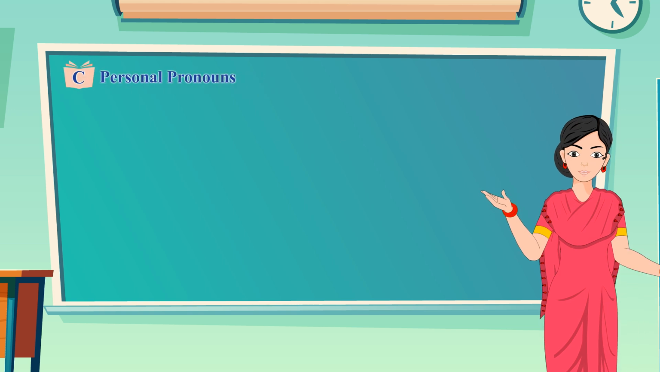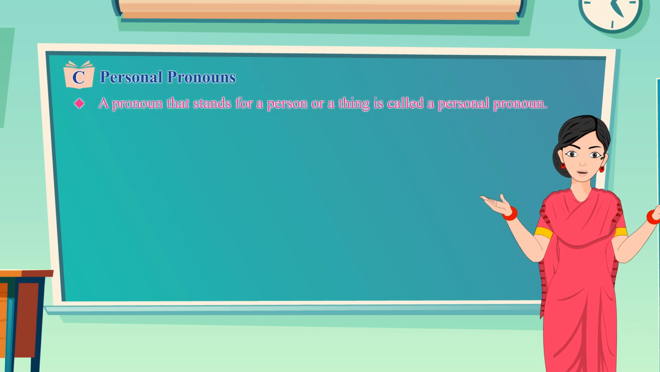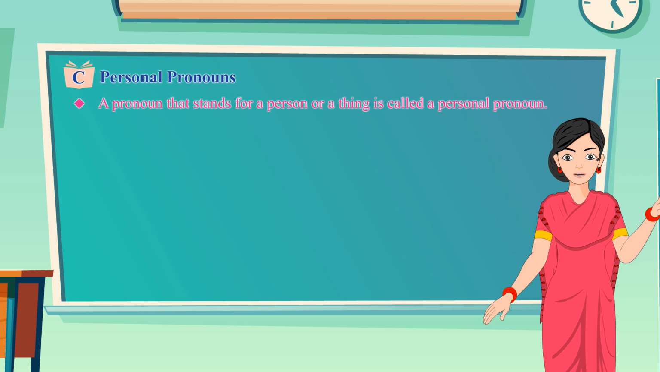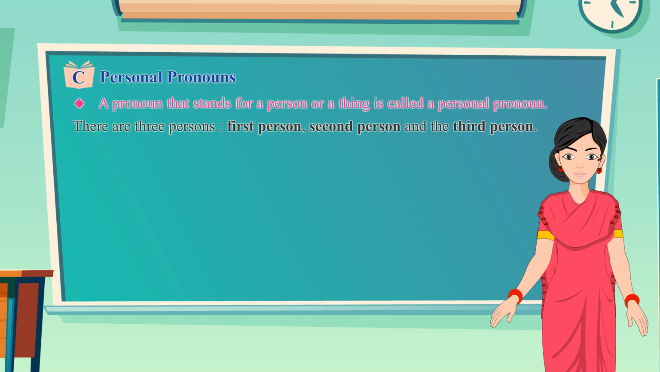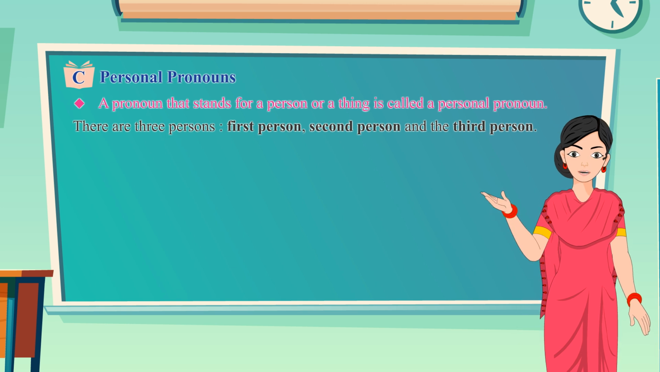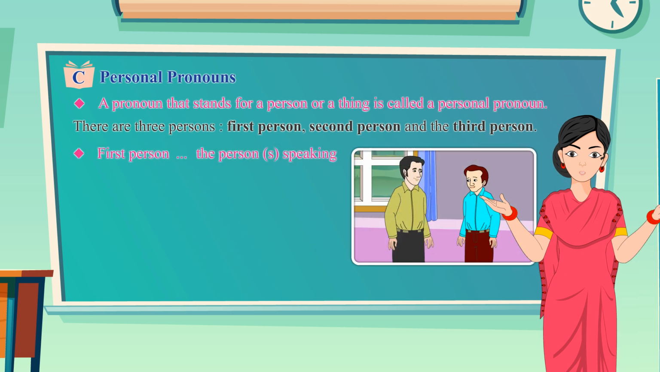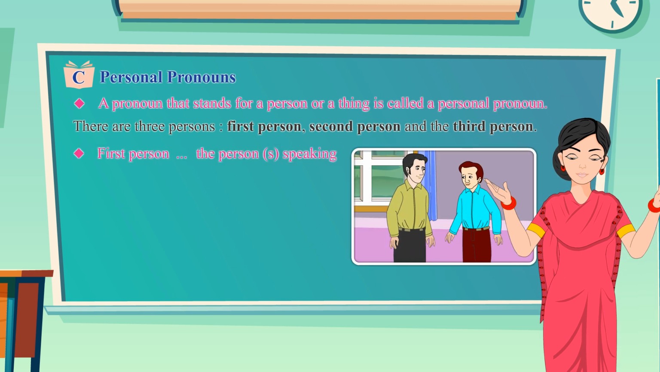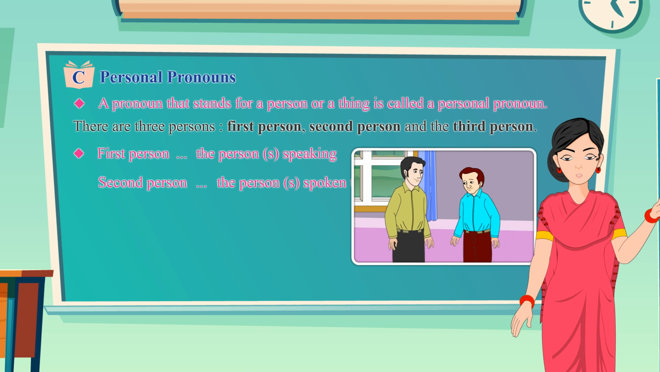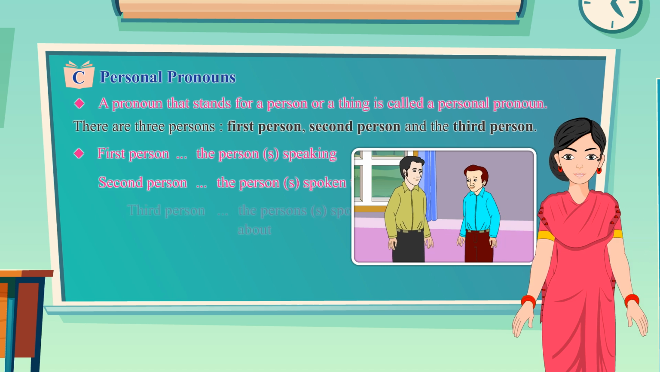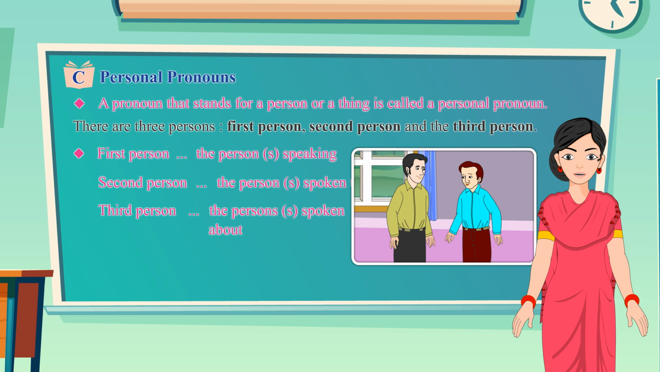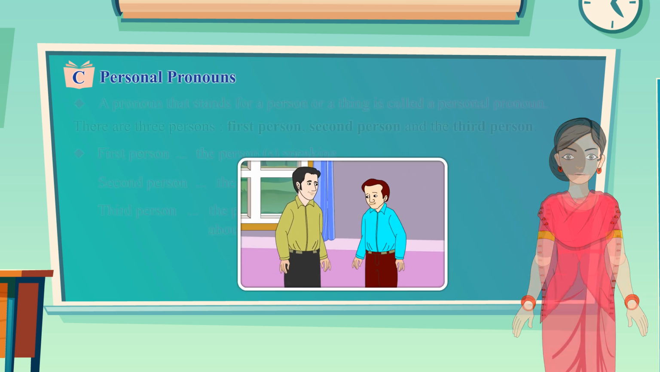Personal pronouns. A pronoun that stands for a person or a thing is called a personal pronoun. There are three persons: first person, second person, and the third person. First person, the person speaking. Second person, the person spoken to. Third person, the person spoken about.